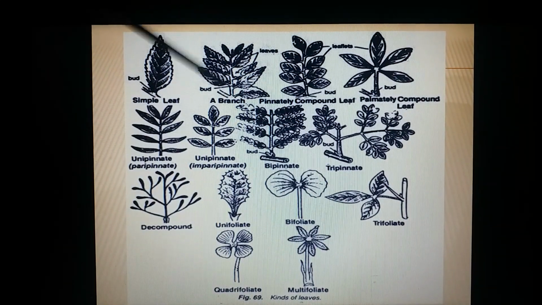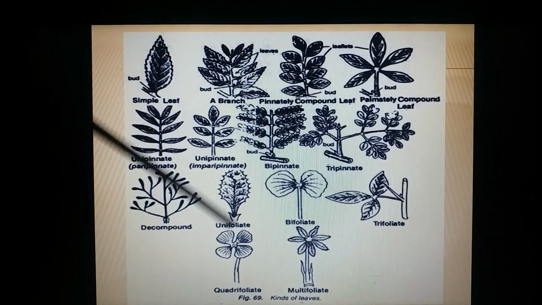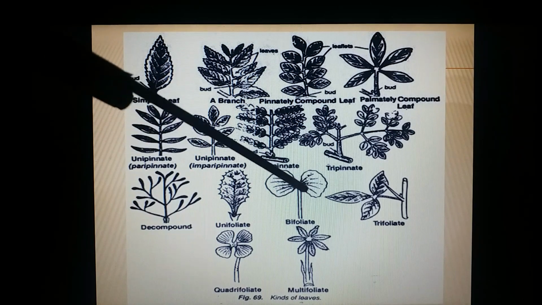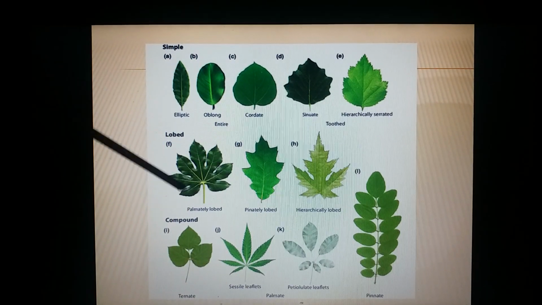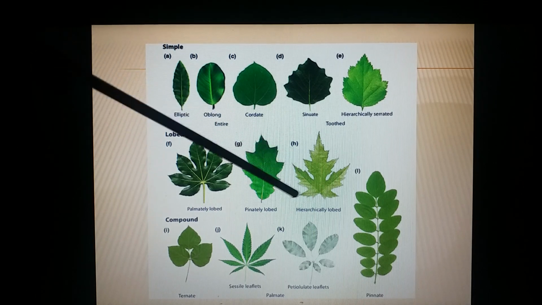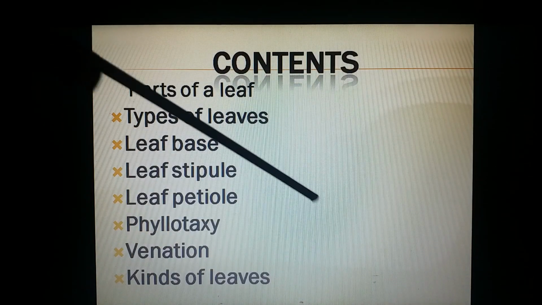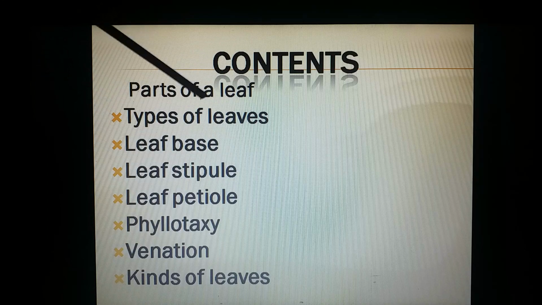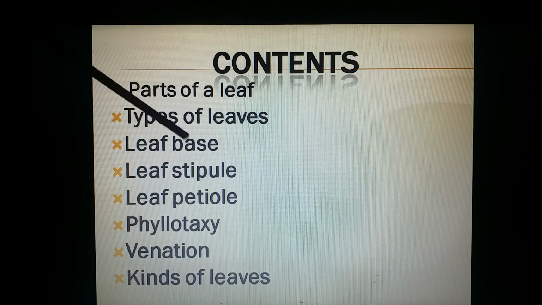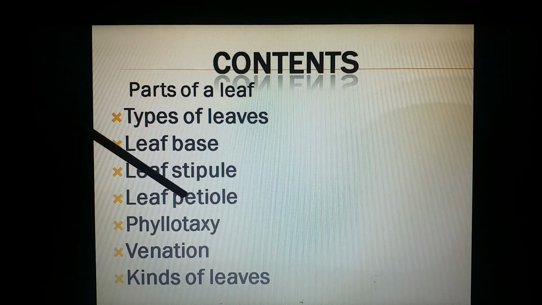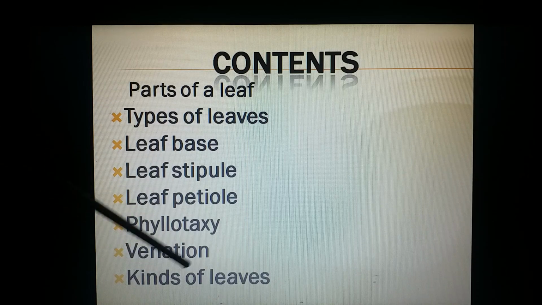Here, my dear viewers, you are watching the various types of leaves, the simple leaves, the pinnate compound leaves, the palmate compound leaves. These are all kinds of leaves, based on the leaf lamina, we are watching on the monitor various kinds of leaflets. My dear viewers, in this session, we have watched the parts of a leaf, types of leaves, leaf base, stipule, petiole, phyllotaxy, venation, kinds of leaves.